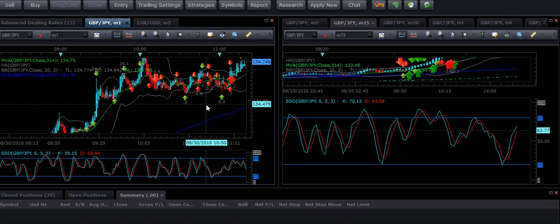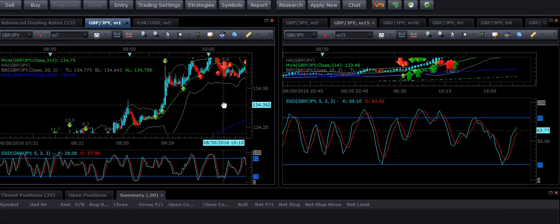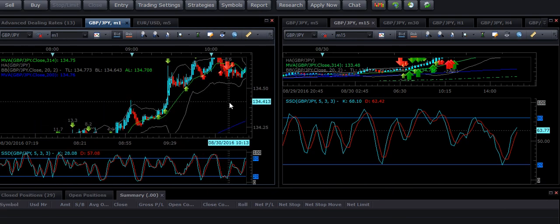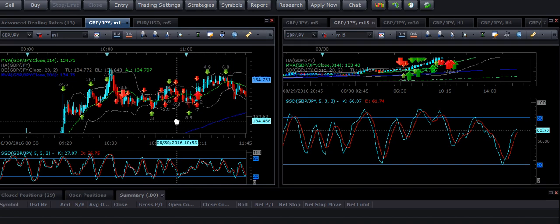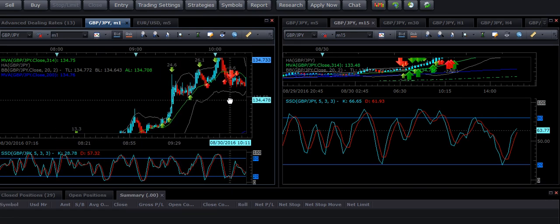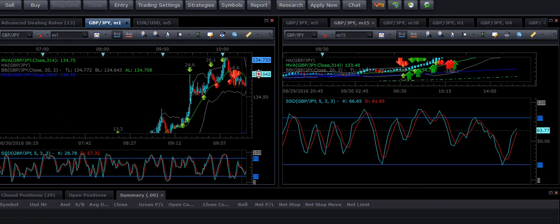This is me chopping around at lunch, small size, doing nothing. I thought the 15-minute might roll back over, but it was a matter of $50, $100, $50, $100. It just wasn't doing anything. The majority of this move was right here.